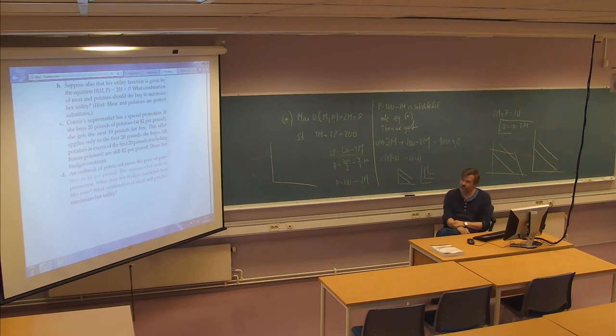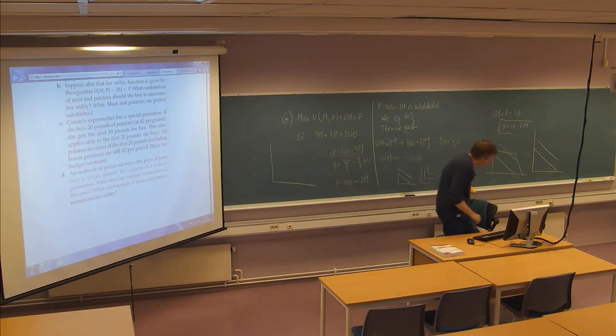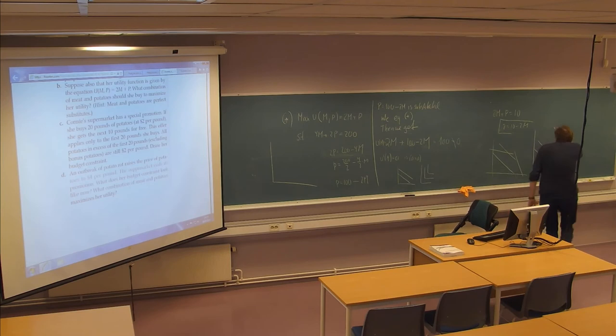What does your budget constraint look like now? Of course, we get a change now, don't we? Because the original 2 here on potatoes is changed to 4. So the answer to the question is straightforward. The new budget constraint is 4M plus 4P equals 200, of course.